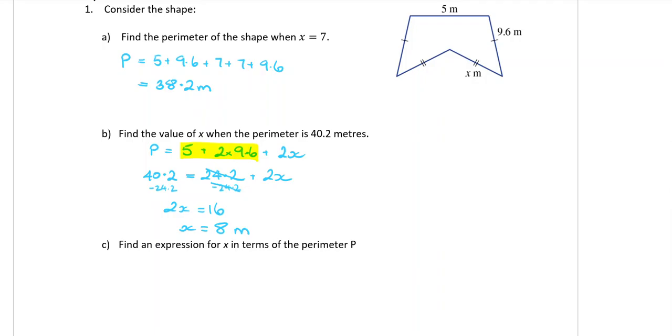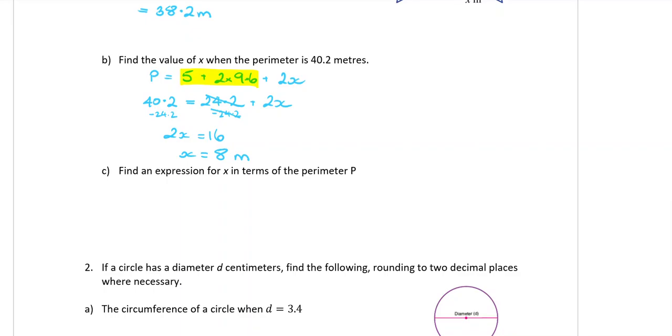Part C, find an expression for x in terms of the perimeter P. Okay, like how I started part B, let's make an equation for perimeter, which was perimeter is equal to 5 plus 2 lots of the 9.6 plus 2x. And we even simplified that, so I could have started on the next line. P equals 24.2 plus 2x. Okay, what the question is asking me to do is to get the x by itself.